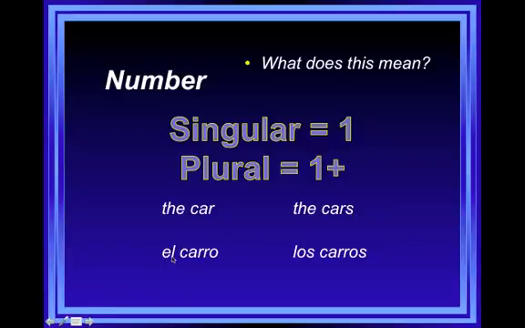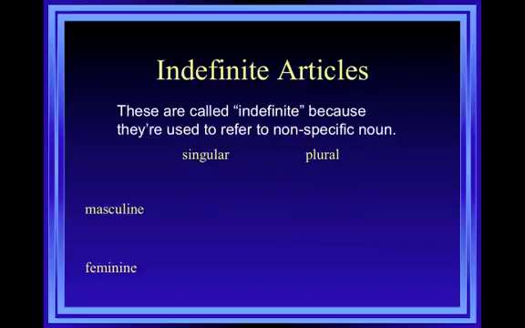El is the article. It means the. We say the car. But when we make this plural, we have to change the article and the noun. So we have los carros. So that's why it's important to remember number has to match just as well as gender. And this will become more clear as we go further through the video.